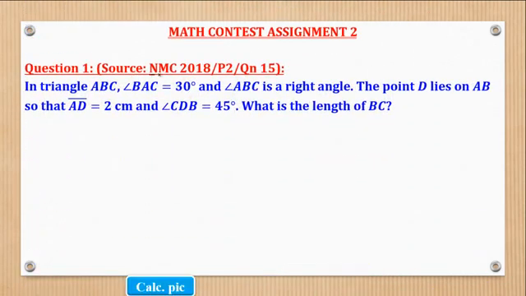So question 1 came from the National Math Contest of the year 2018, paper 2, question 15. And it says, in triangle ABC, angle BAC is 30 degrees. Angle ABC is a right angle. The point D lies on AB such that AD is equal to 2 centimeters and the angle CDB is 45 degrees. What is the length of BC? So here there's no way you can run away from sketching. So the first thing to do is to make a sketch.